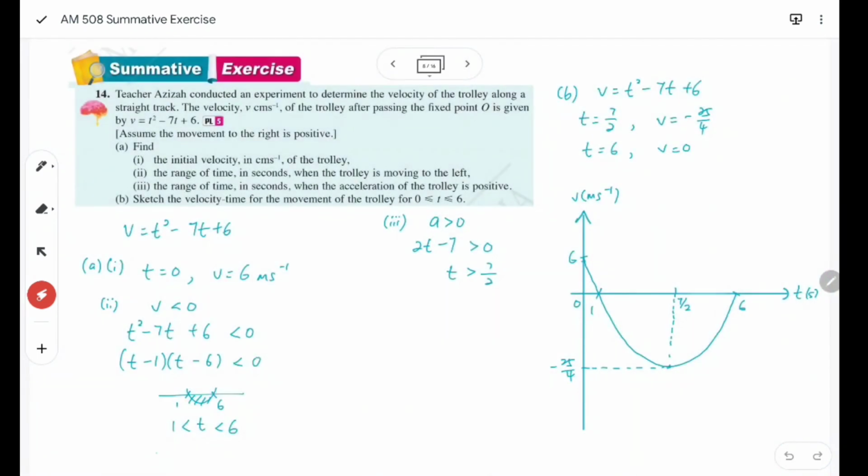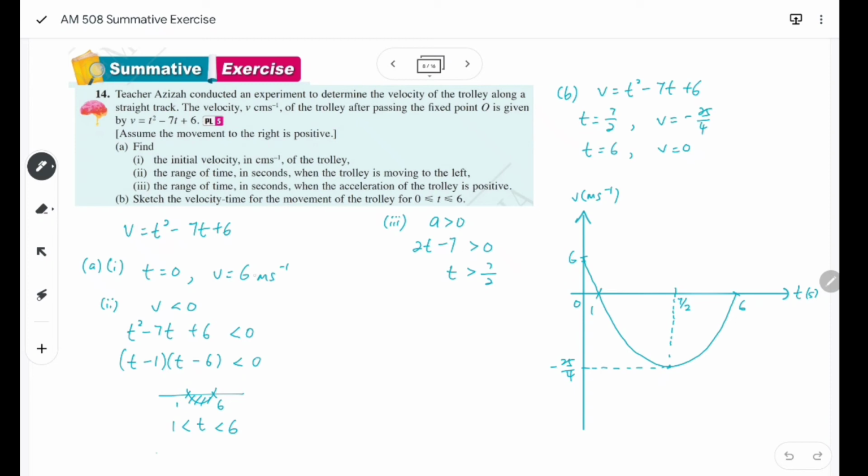Question number 14. Teacher Aziza conducts an experiment to determine the velocity of a trolley along a straight track. The velocity v cm per second of the trolley after passing the fixed point O is given by v equals t squared minus 7t plus 6. Assume the movement to the right is positive.